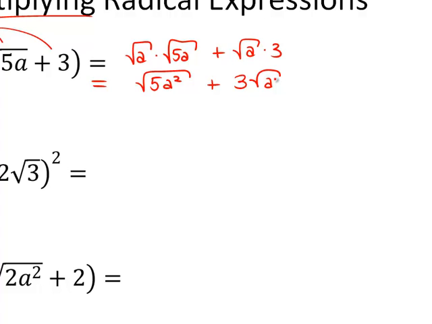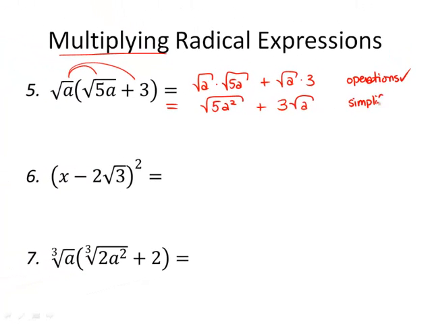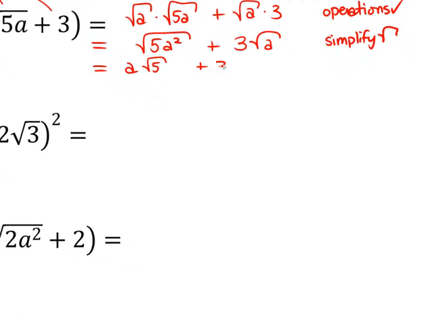Great. Now, because we've performed the operations, we want to simplify the roots. So the only thing that we can do here is take the a squared and make it an a, and you're left with a root 5 plus 3 root a. So we've simplified the roots, and now we're looking for like terms. Do we have any like terms?